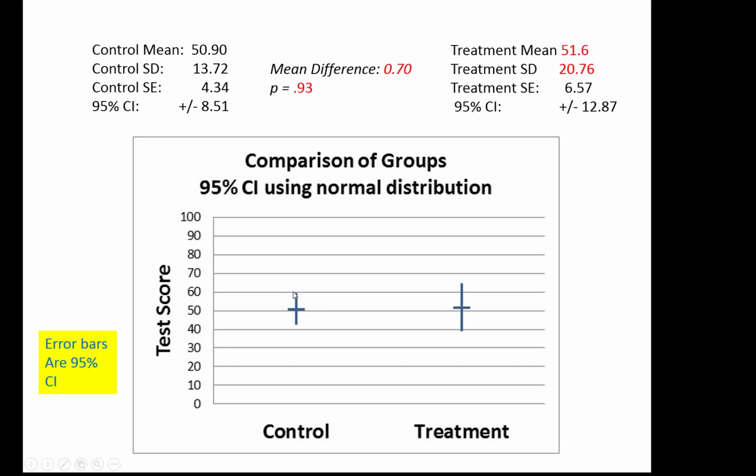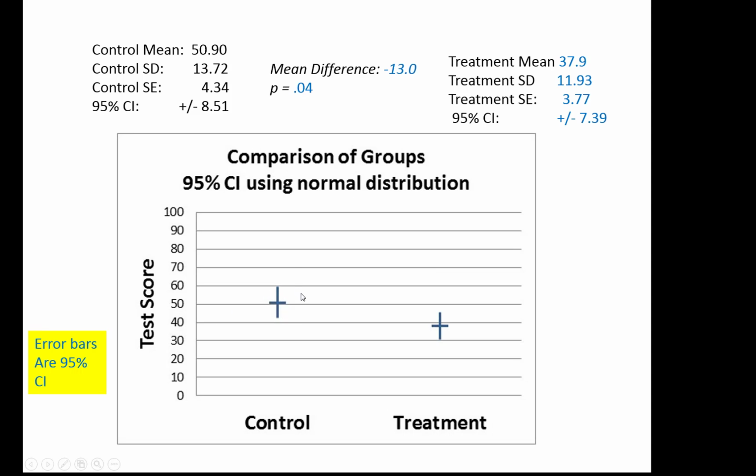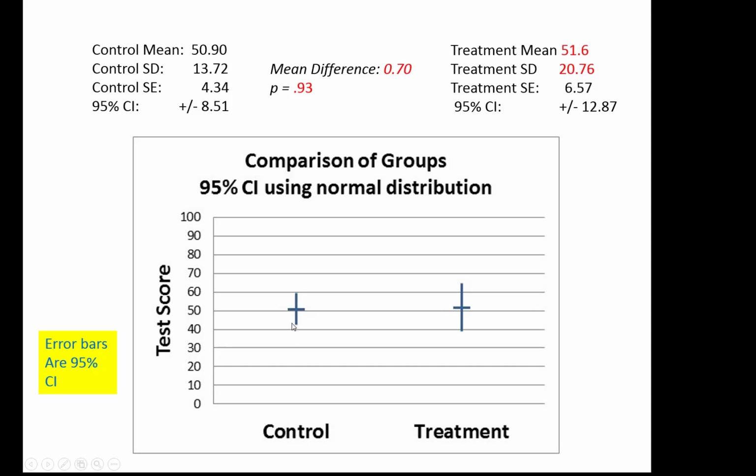These vertical bars are considered the error bars, and the little horizontal crosshatches are where the means are. So this is the mean of the control group, the 95% confidence interval of the control group, and the mean of the treatment group, and the 95% confidence interval of the treatment group. As you can see, the confidence interval for the treatment group is bigger here, and of course it's also bigger up here, 12.87 plus or minus. So this goes about 13 points above the mean of 51 and about 13 points below the mean of 51.